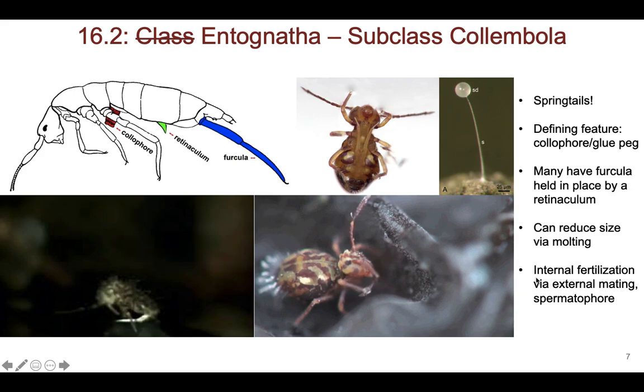In terms of reproduction, they have internal fertilization, with an external mating spermatophore. This is just an example of a springtail spermatophore. Some of them lay them on these little stalks with the bead in the end, and then the females will come and collect it. One of the other, we're going to talk about Diplura. They also can sometimes lay these stalked spermatophores.